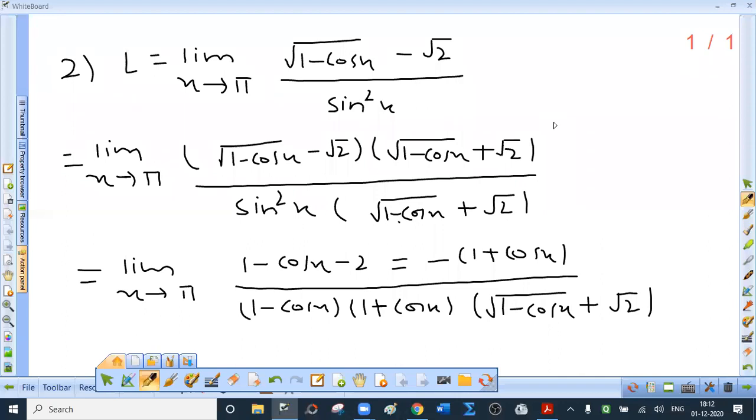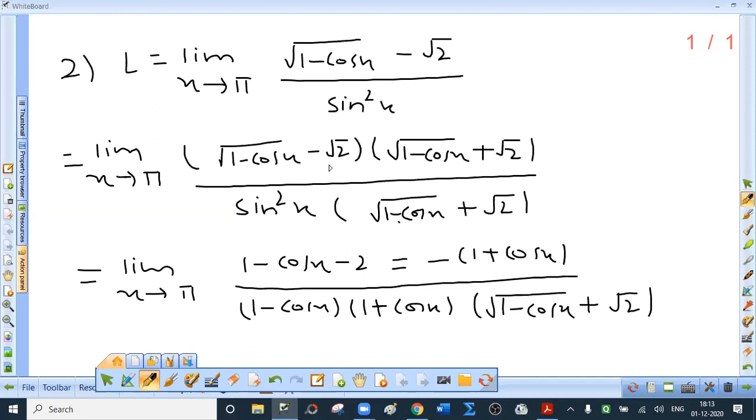Second sum, L equal to limit x tends to pi, (root of 1 minus cos x, minus root 2) upon sine square x. Multiply numerator and denominator by root of (1 minus cos x) plus root 2. Some students change this sign. That is absurd. First term minus second term, so rationalizing factor is first term plus second term. Now what is sine square? 1 minus cos square. So in the next step, I have directly written sine square is 1 minus cos square. What are the factors? 1 minus cos, 1 plus cos.